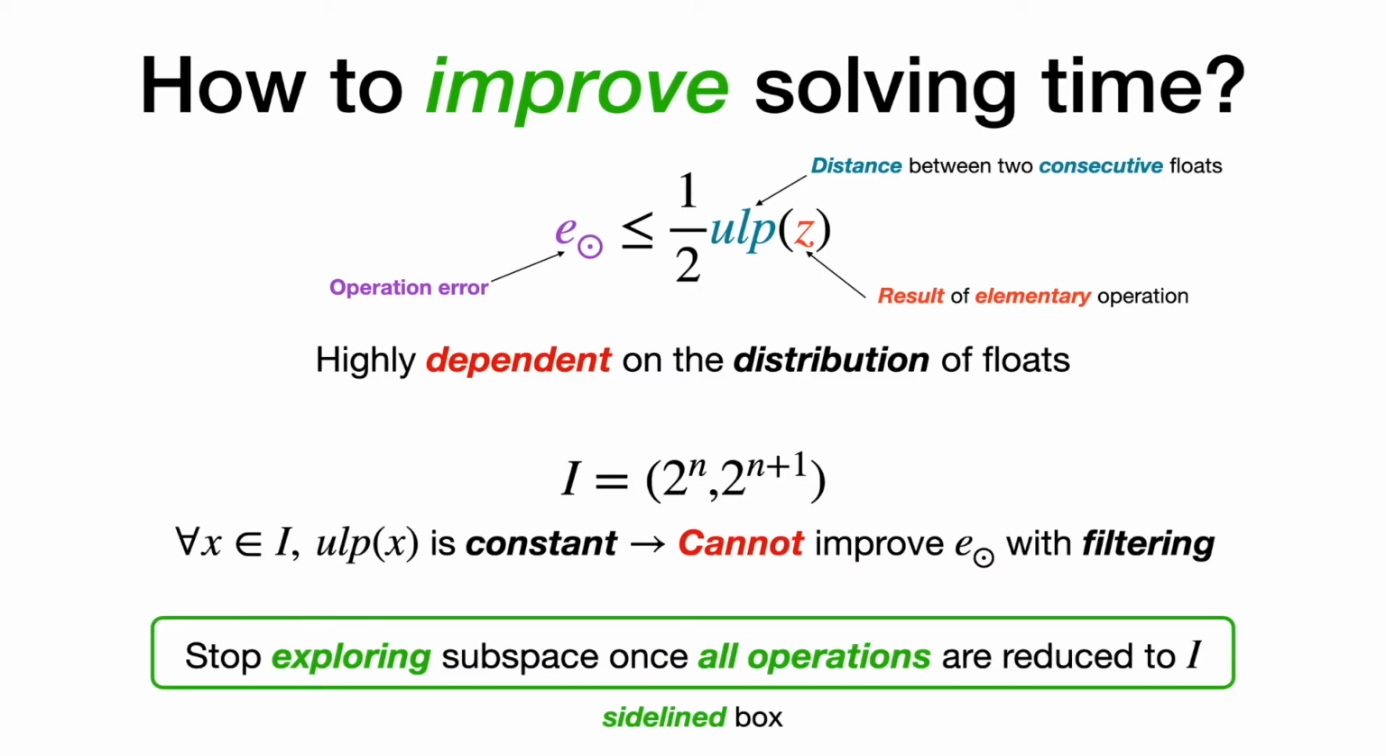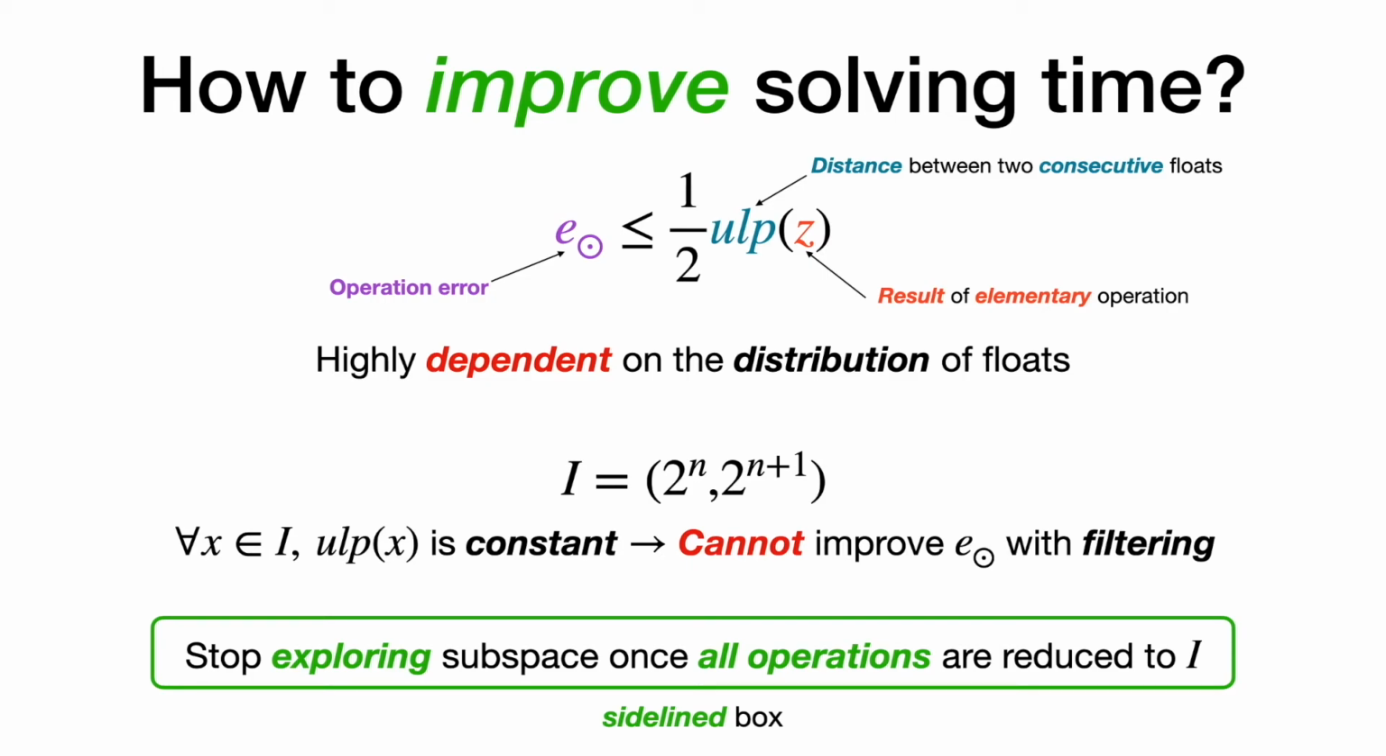We will stop exploring a subspace once all operations are reduced to an interval I. We will call such a subspace a signed line box. Note that a signed line box is still a valid box that may contain a solution. We just do not want to further explore it because it will take a lot of time.